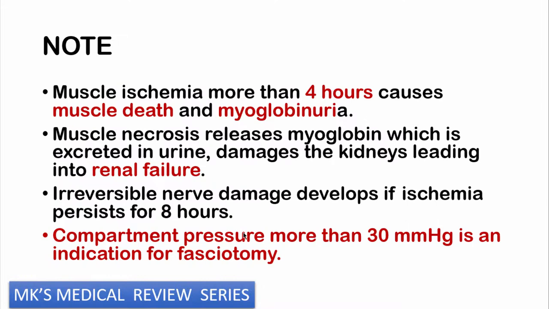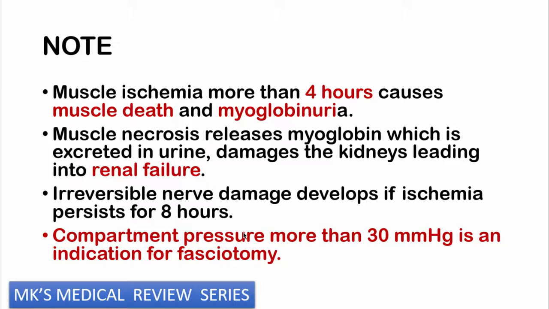So what you really need to note is that after 4 hours, there's going to be muscle ischemia if this problem is not solved. And this muscle ischemia is going to lead to muscle death. And when the muscle dies, it's going to release the myoglobin that is stored within the muscle into the bloodstream. You refer to this as myoglobinemia. Then this myoglobin in the bloodstream is going to be filtered out in the kidneys and present in the urine, myoglobinuria. And remember that myoglobin is toxic to the kidneys. So the muscle necrosis can cause damage to the kidneys, leading to renal failure, a pre-renal type of acute kidney injury.